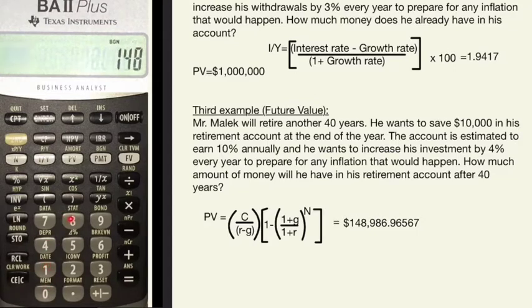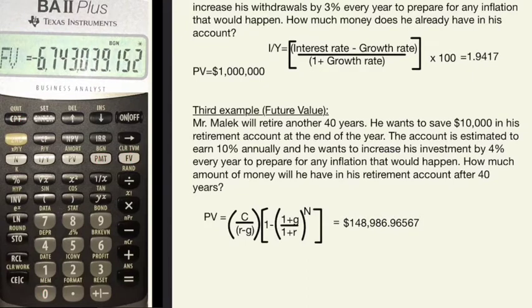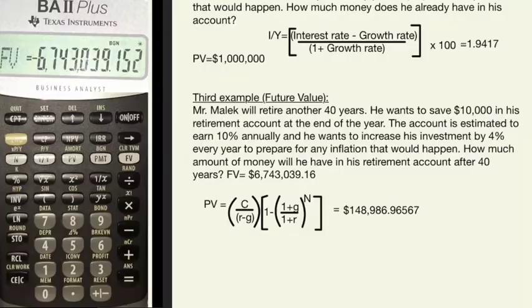Then press 148,986.96567 and press PV. Since we don't have any payment value, we press 0 and press payment, then we press compute and FV, and we get 6743039.152 as the future value.